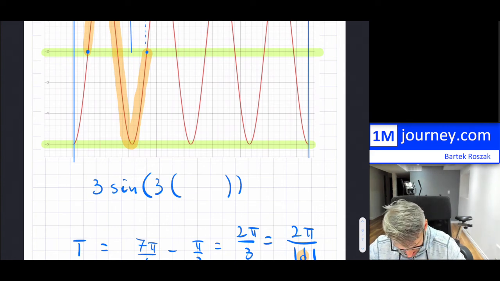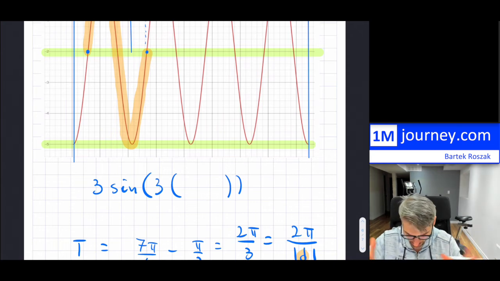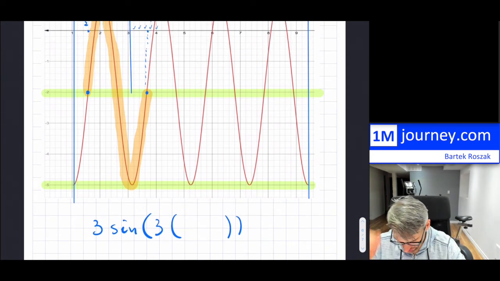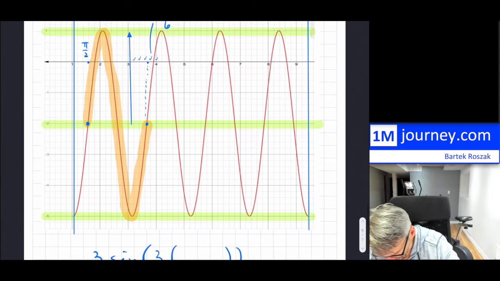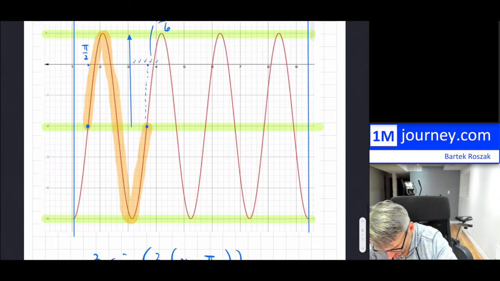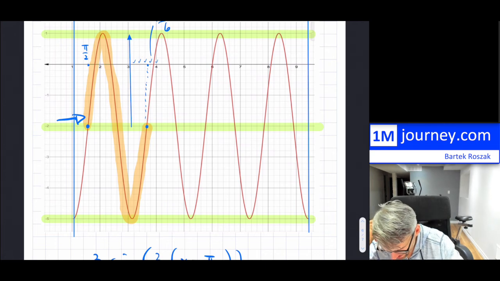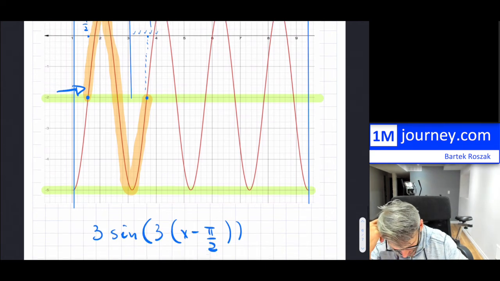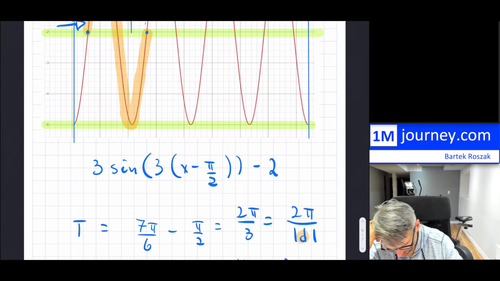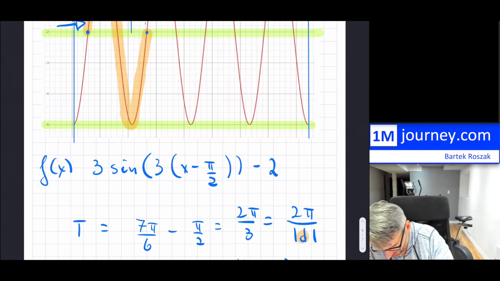Now, right, so we've compressed it in by 3. Now the translations. The starting point is pi over 2, so that means this got shifted over, x minus pi over 2. Okay, so it got shifted over here. That's the pi over 2. And then it went down minus 2. And there we have it.